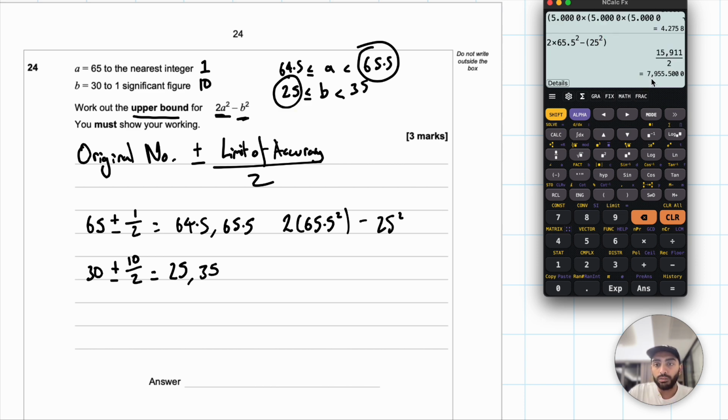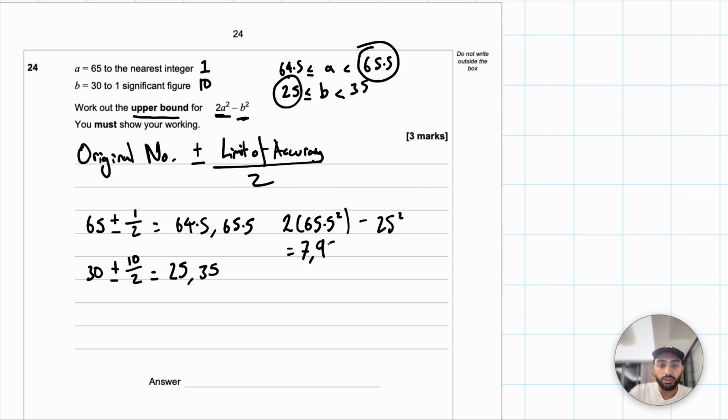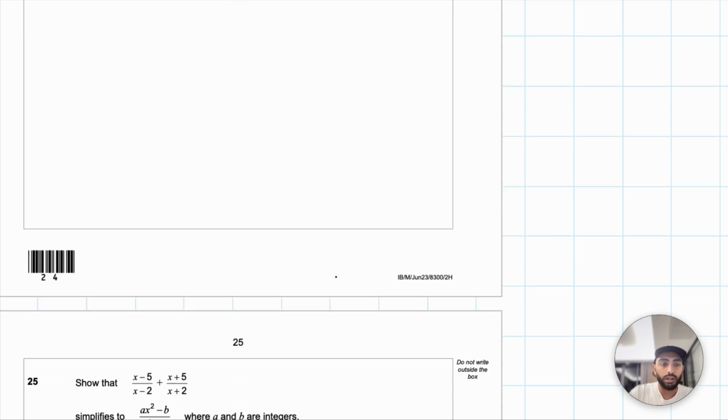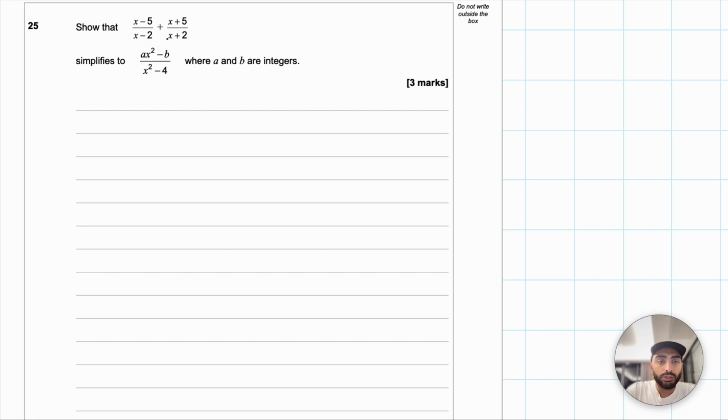That gives me an answer of 7,955.5. Question 25. Show that these two algebraic fractions added together look like this.